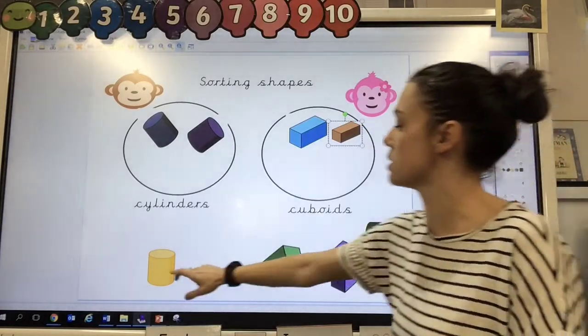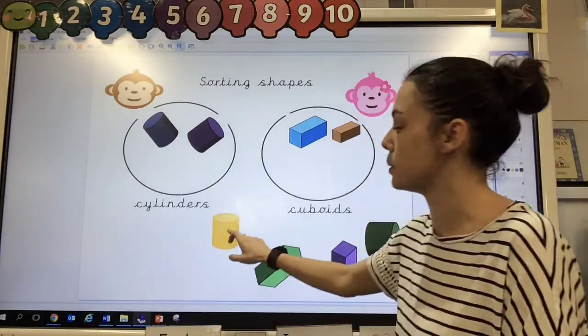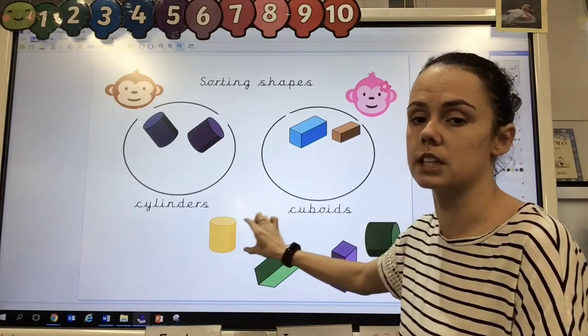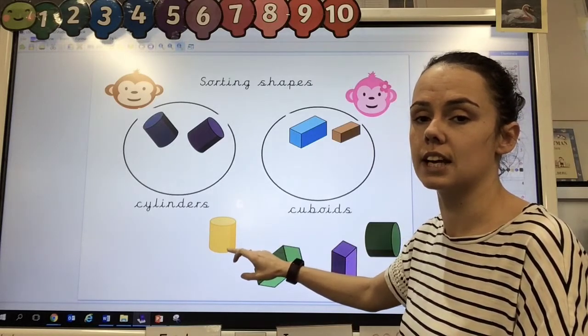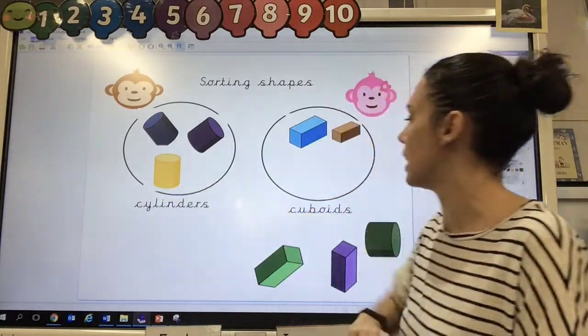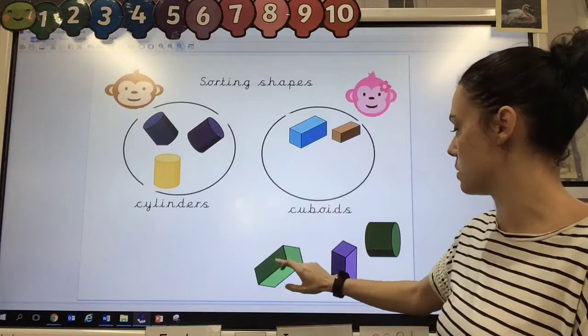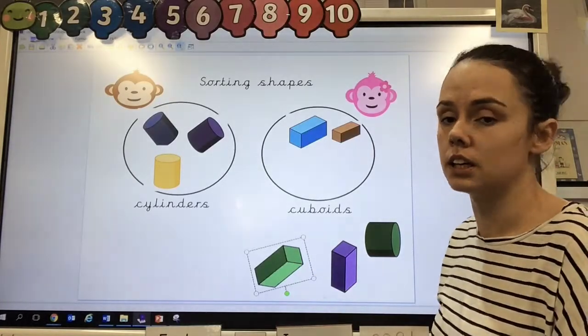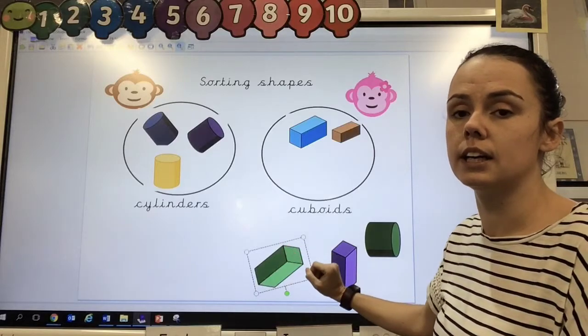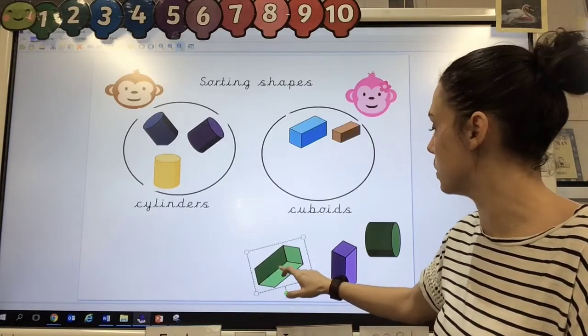Let's go with this one here. Which shape is this? It has a circle at the top and then a rectangle across. It's a cylinder. Well done. And we've got 3 left. So let's go with this one. What shape is this? It's got rectangles and a square. It's a cuboid. Well done.